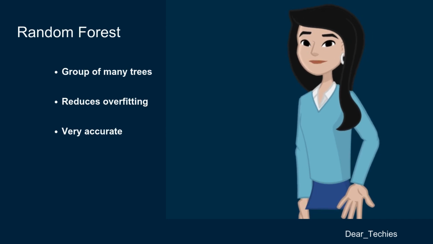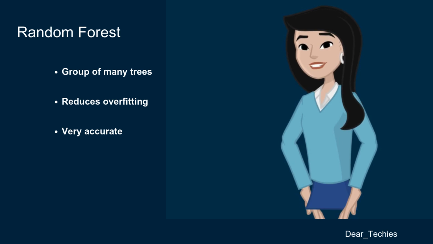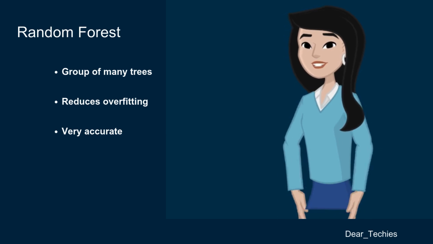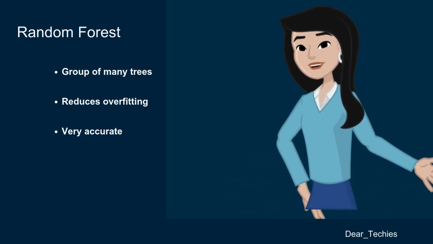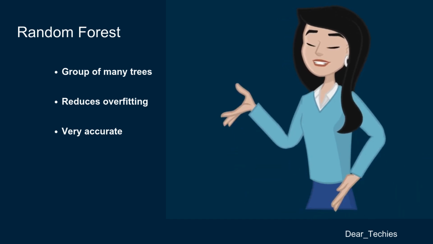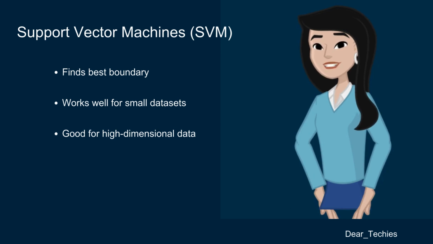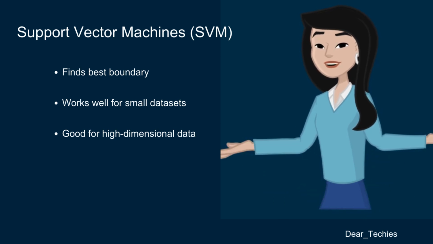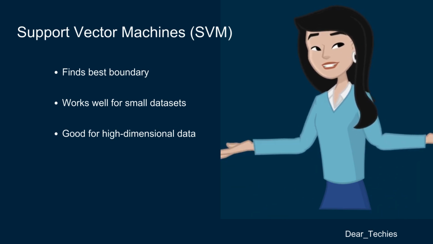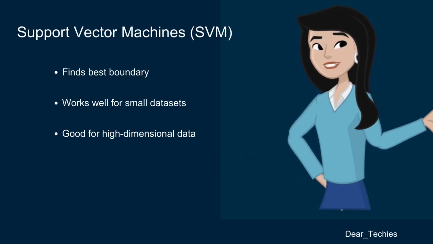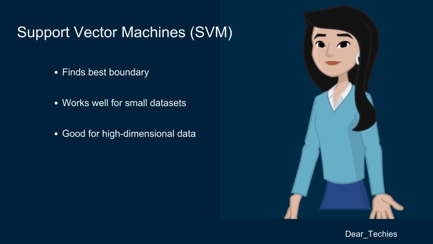Random forest is simply a group of many decision trees. Each tree gives an answer, and the forest takes the majority vote. Because of this, it becomes more stable, less overfitted, and more accurate. SVM tries to find the best possible boundary that separates classes. It works very well for text classification and smaller datasets with many features.